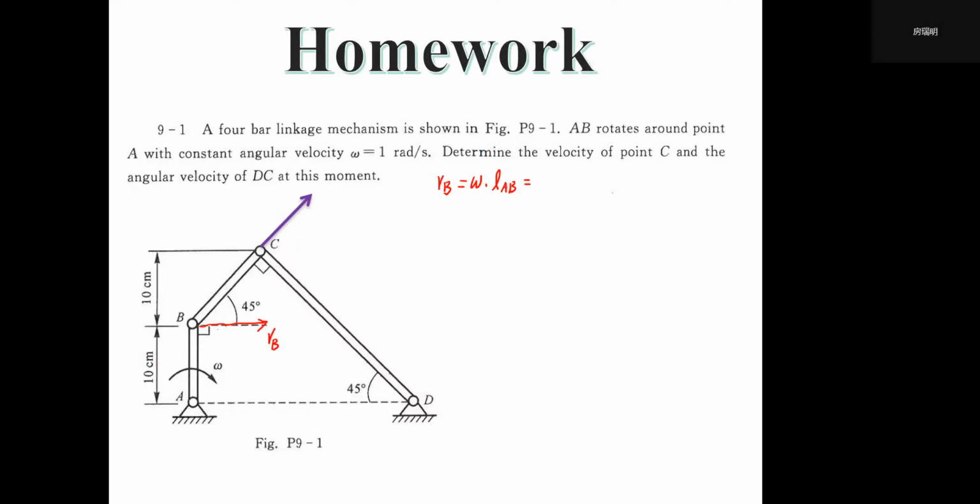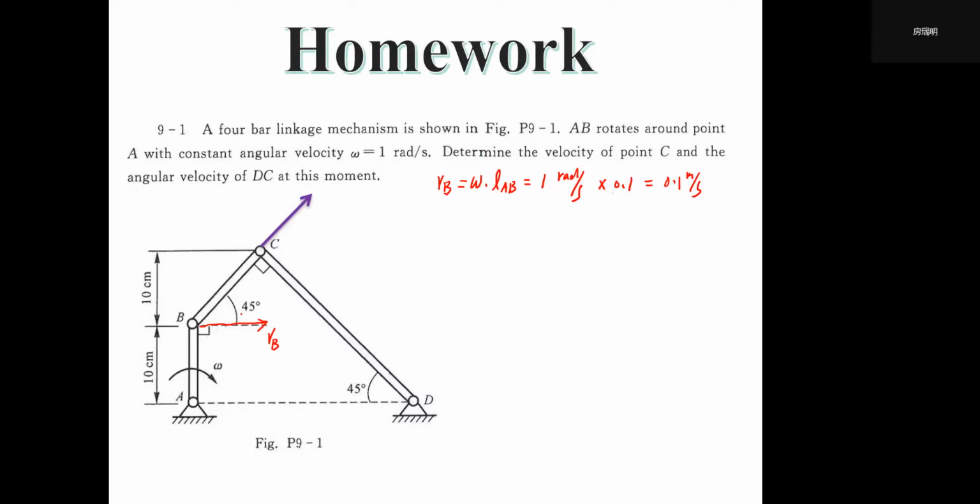So we have 1 radian per second times 0.1, 0.1 meter, so it should be 0.1 meter per second, right? I think it is very easy to understand, right?